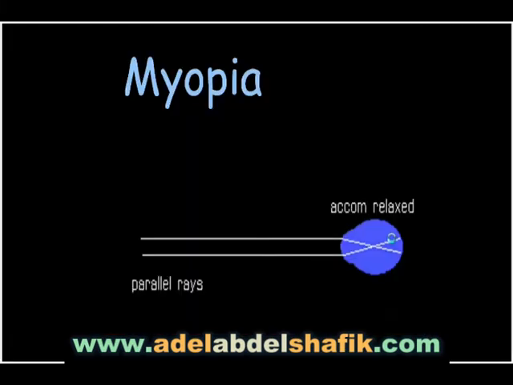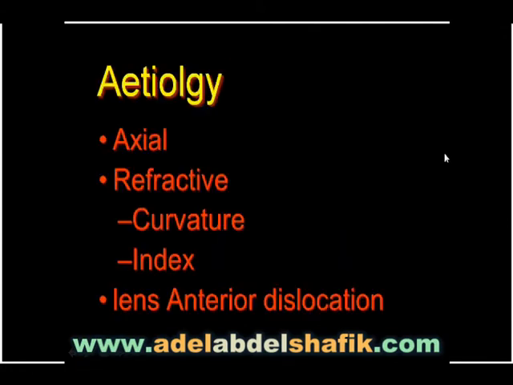Myopia or short-sightedness is a state of refraction in which a person when looking will see near things clear while far things are blurred. It's called short-sightedness, or in Arabic, قصر النظر. Myopia is defined as a state of refraction in which incident parallel rays will come to a focus in front of the retina, provided accommodation is relaxed. So it's not a disease, it's a state of refraction.